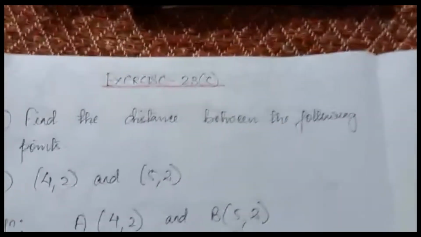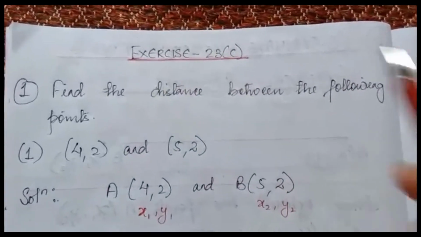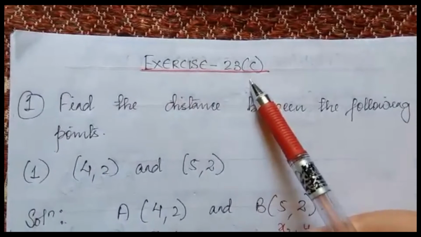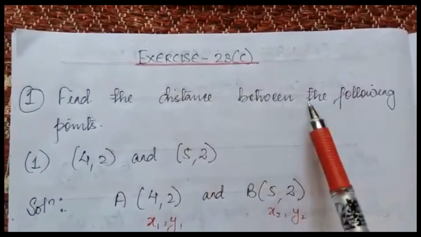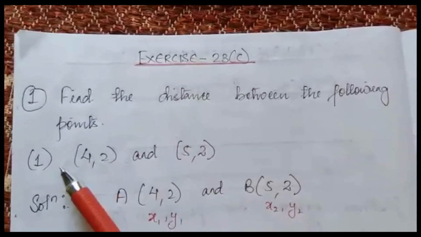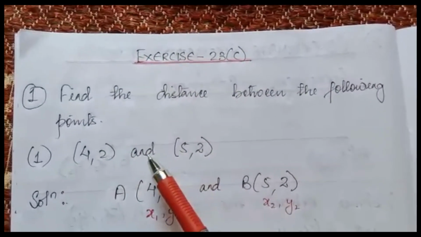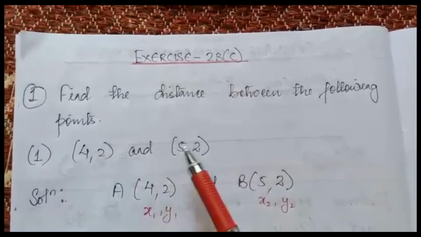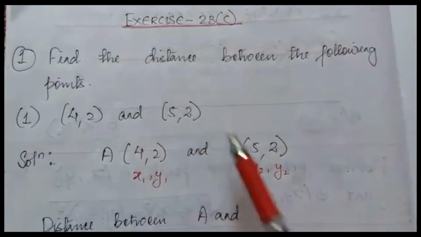So now we will start from exercise 23C. 23A and B we will do afterwards because that is graph. So exercise 23C, number 1, find the distance between the following points. Number 1, 4 comma 2 and 5 comma 2. Now you have to find the distance between 4 comma 2 and 5 comma 2. So we will make this A and we will make this B.